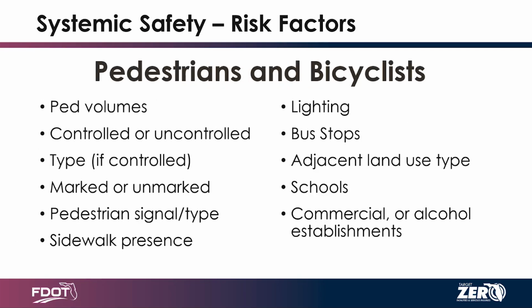So pedestrians, ped volumes, there are a lot of pedestrians out there. Is it controlled or uncontrolled intersections? What type of intersection is it? Is it marked or unmarked pedestrian crossings? Do you have a pedestrian signal? What does it look like? Sidewalk presence, lighting, bus stops, certain communities, if they're more disadvantaged, if they have fewer car households, things like that, we find that those start to pop up in our data analysis. The adjacent land uses, mixed use development versus very specific development, schools, commercial or alcohol establishments.